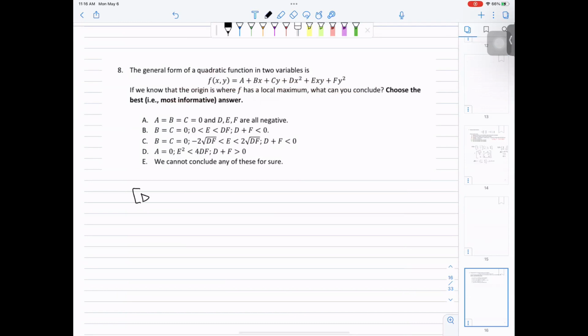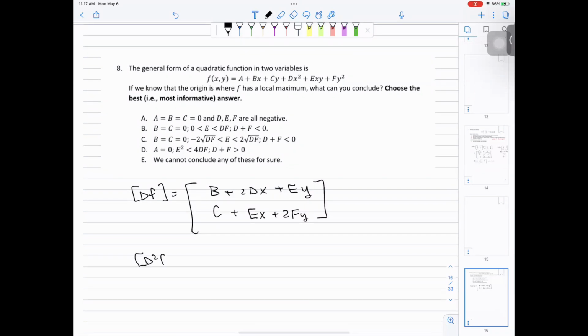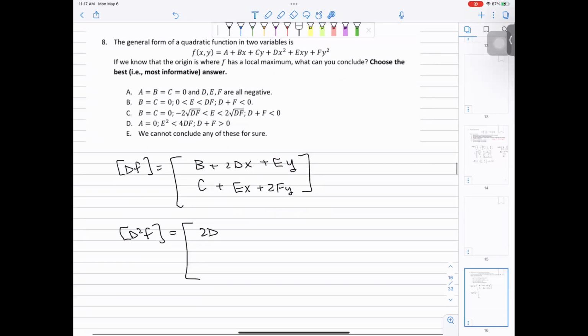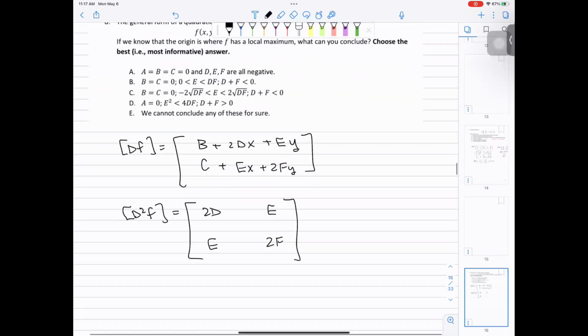So if I take the derivative of f, what do I get? The partial with respect to x is b plus 2dx plus ey. What's the partial with respect to y? It's c plus ex plus 2fy. Then I'm going to find the Hessian matrix. So I take the partial of this with respect to x again, and I'm left with 2d. What is the partial with respect to y? It's e. And the partial with respect to y of this is 2f. So this is my Hessian matrix.